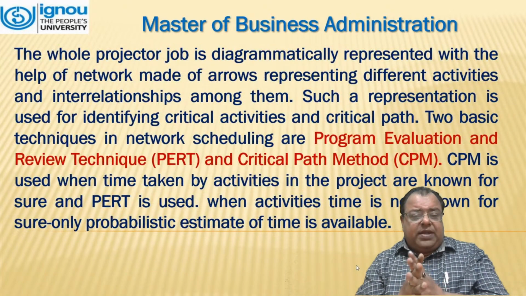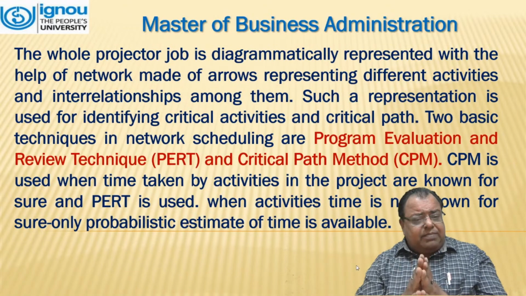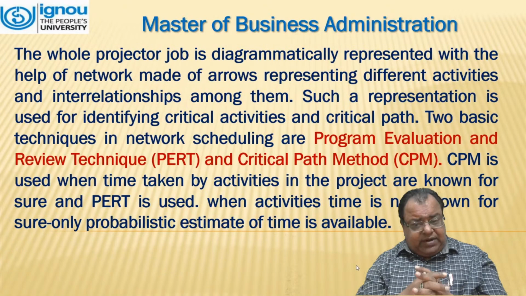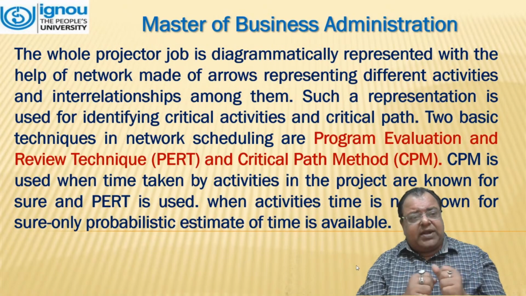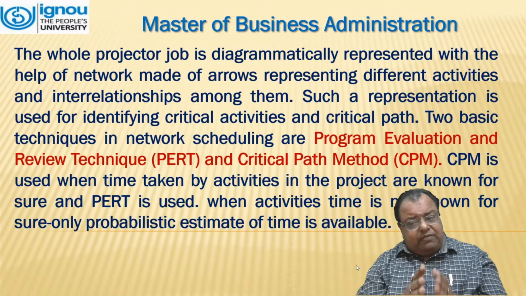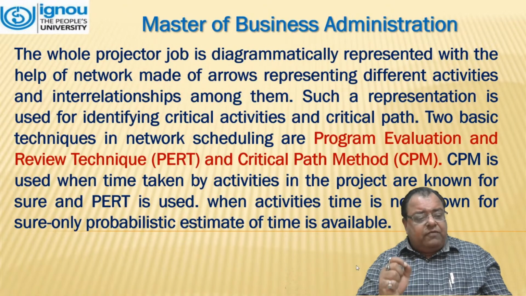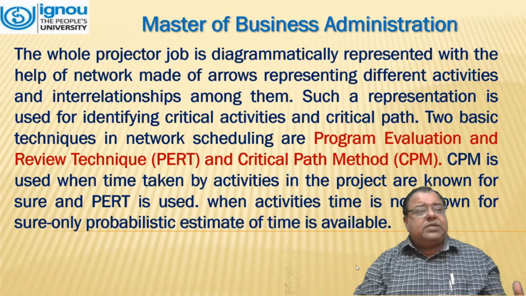The whole project or job is diagrammatically represented with the help of a network made of arrows representing different activities and interrelationships among them. Such a representation is used for identifying critical activities and critical paths. Two basic techniques in network scheduling are program evaluation and review technique, in short PERT, and critical path method, CPM. CPM is used when time taken by activities in the project is known for sure, and PERT is used when activity time is not known for sure, only probabilistic estimates of time are available.